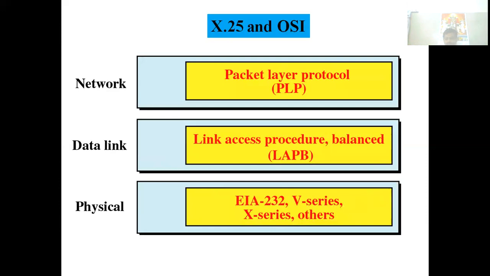In the data link layer, the link access procedure balanced protocol is used. In the data link layer of X.25, which protocol is used? Link access procedure balanced. This link access procedure balanced protocol is a version of the high level data link control protocol, the HDLC protocol. And in the network layer of X.25, the packet layer protocol is defined. What protocol is defined in the network layer? The packet layer protocol.